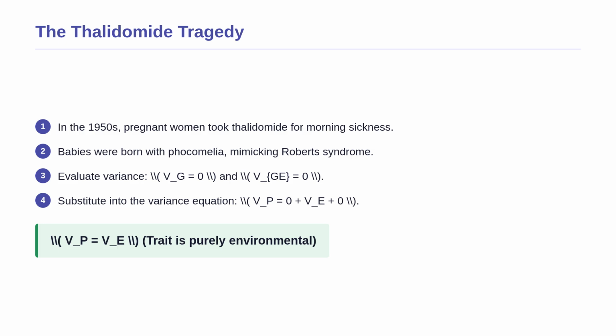We are asked to evaluate the source of this trait. Because the babies do not actually have the mutated genes for Roberts syndrome, the genetic variance VG is exactly 0. The gene-environment interaction VGE is also 0. Substituting these into our formula, we find that the total phenotypic variance equals the environmental variance. The final answer shows the trait is purely driven by the chemical environment in the womb.